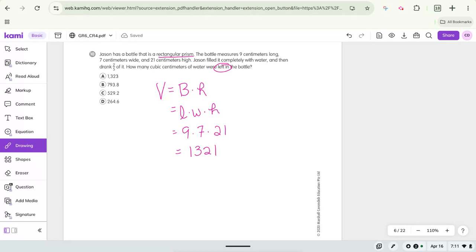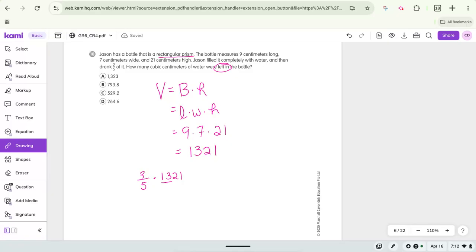Now Jason is going to drink 2/5 of it. I am not that interested in how much water Jason drank. I want to know how much is left in the bottle. So if he drank 2/5 of the bottle, then the remaining amount is 3/5. So I want to take 3/5 of 1,323, which means multiply.